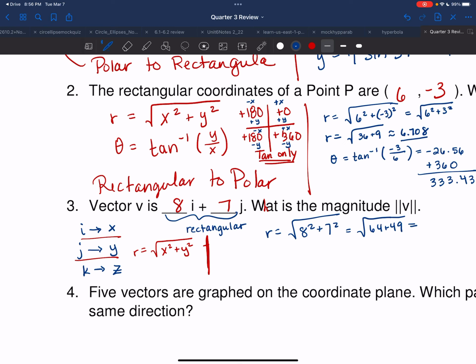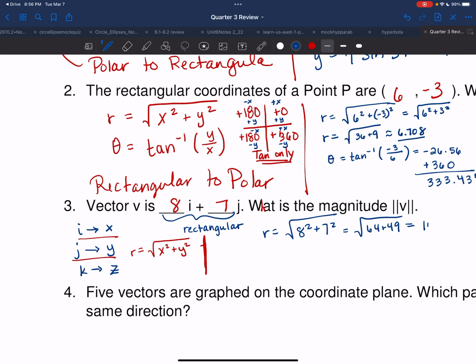And so when I go ahead and do that, did I not do that on my calculator? I did not. Hang on. I got to go ahead and do this. So the square root of 8 squared plus 7 squared is going to give us 10.63. Okay, and that's it.